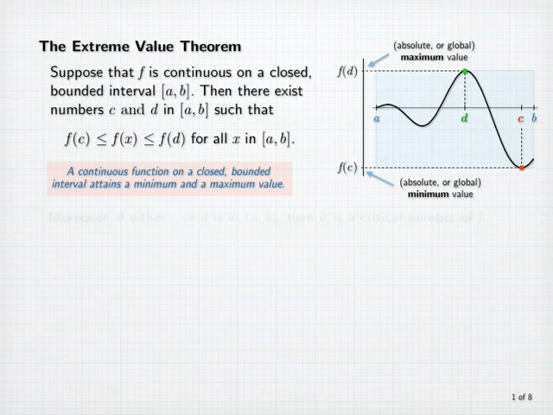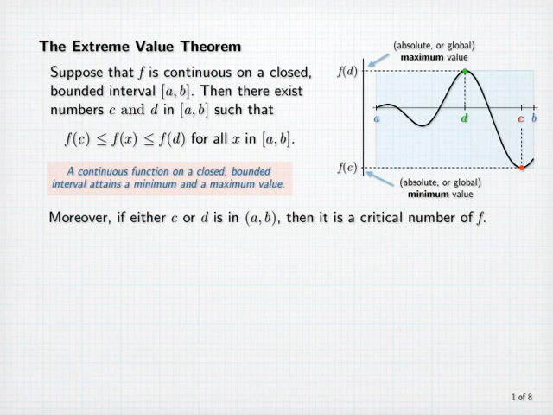We can also say, moreover, that if either c or d is in the open interval AB, that is the interior of the closed interval, then it is a critical number of f. For the function graphed here, notice that the function has a minimum value at a critical number inside the interval, and its maximum value occurs at the endpoint B.